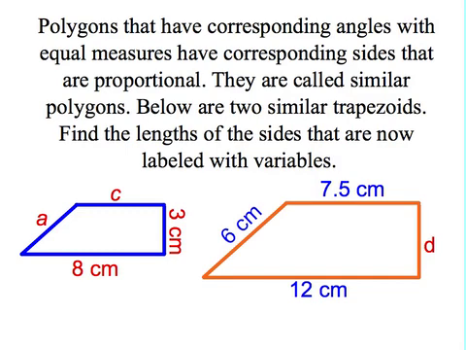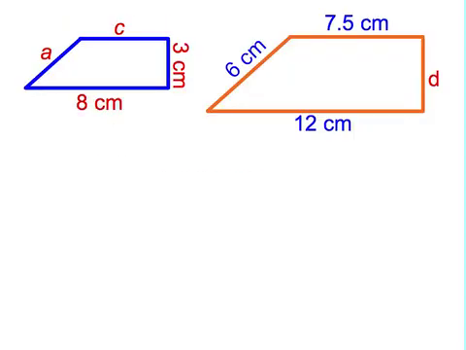Well, the first thing we're going to do is recopy our polygons and then leave us some room to work underneath, because I think we all remember what the problem is. And then we're going to look and find two corresponding sides where we know both lengths. And it's the two that I just circled. The bottom side on the blue, 8 centimeters, and the bottom side on the orange, 12 centimeters. So there's our ratio that we're going to use for all of our proportions, 8 to 12.